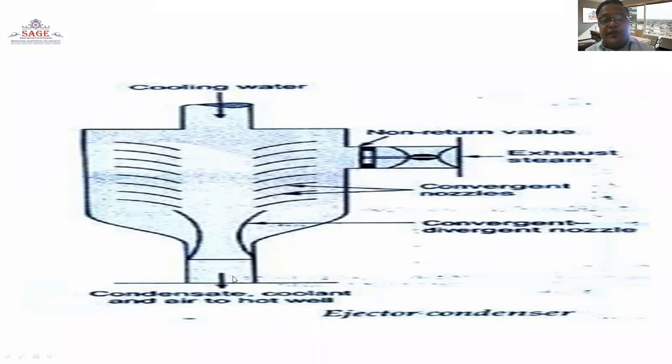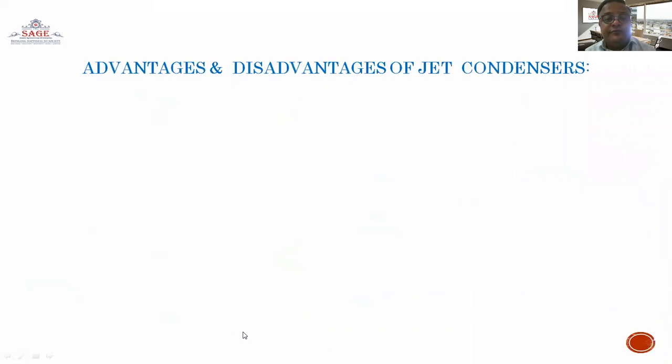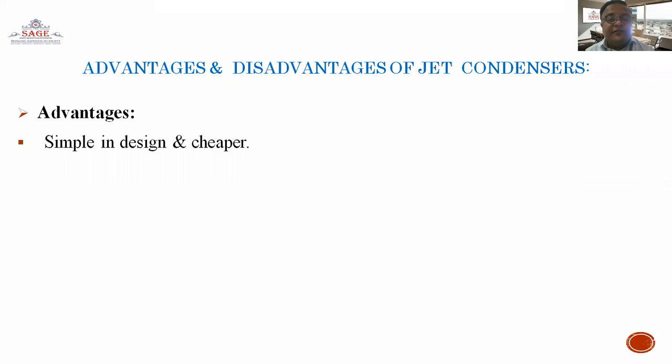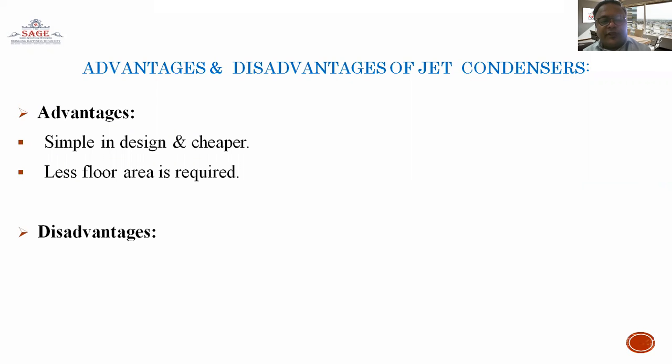This is the main functioning, and it is also a special case of the type of condenser. Advantage and disadvantage of the jet condenser. Advantage: simple in design and cheaper. सस्ते रहते हैं, बहुत महंगे नहीं रहते, डिजाइन इनका सिंपल रहता है, फ्लोर एरिया जहाँ पे भी इसको लगाना रहता है कम जरूरत पड़ती है.